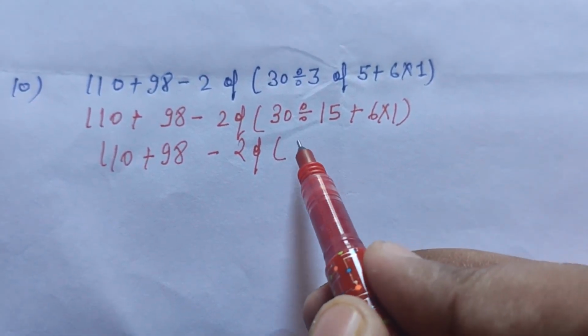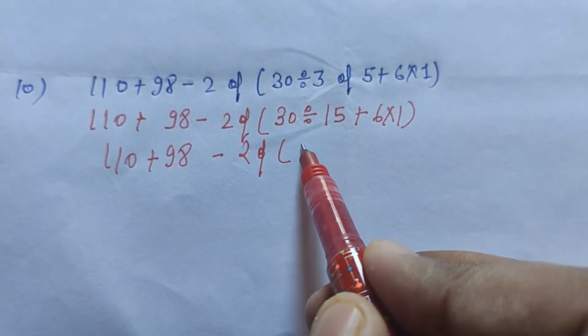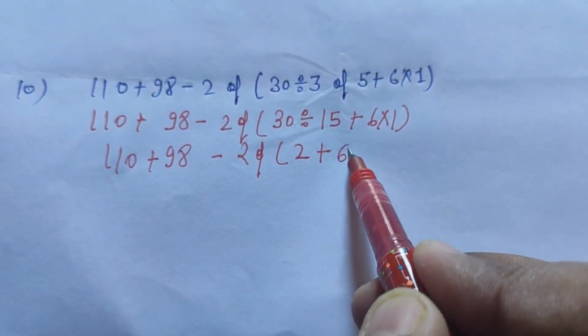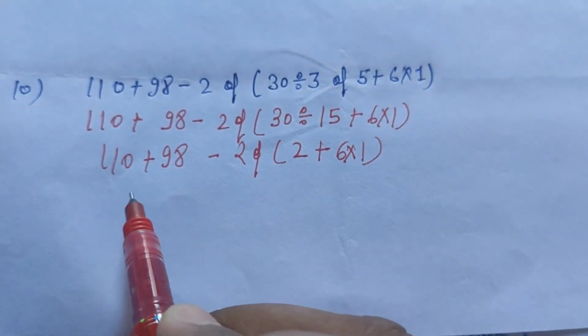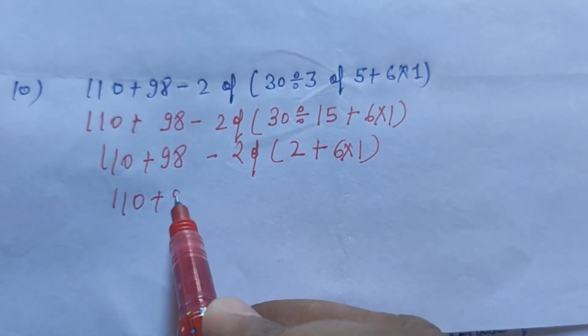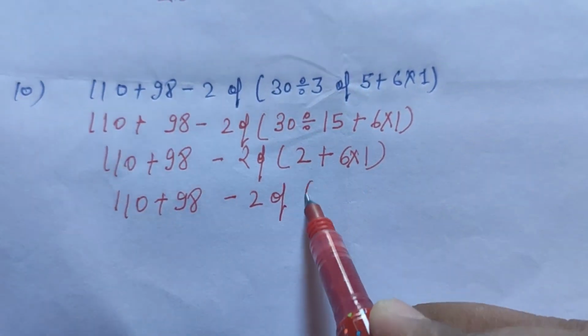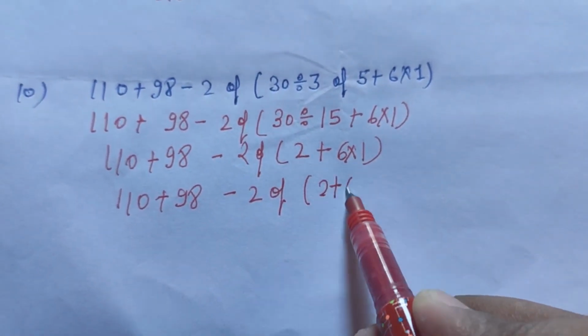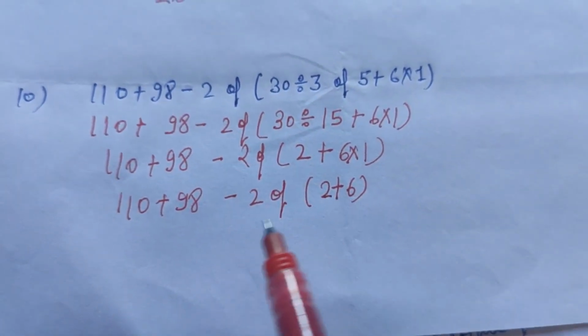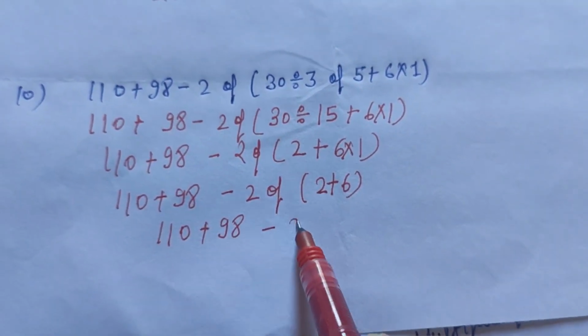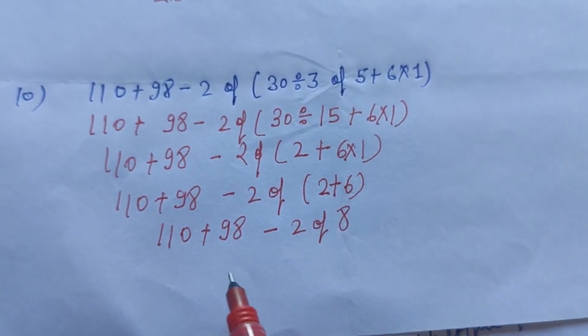Now we are solving divide. 30 divided by 15 it is 2, and 6 1 we will write it the same. Now 110 plus 98 minus 2 of 8 and 2 plus 6, then it is 110 plus 98, 2 of 8.